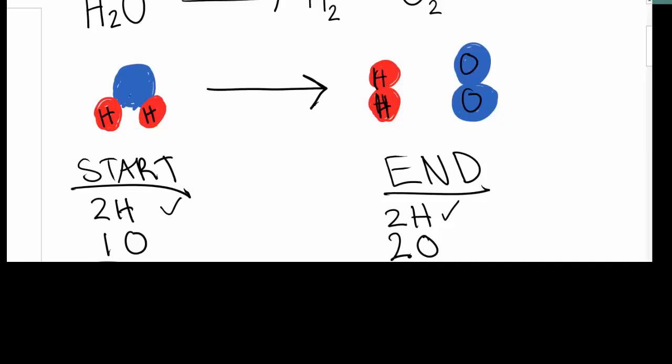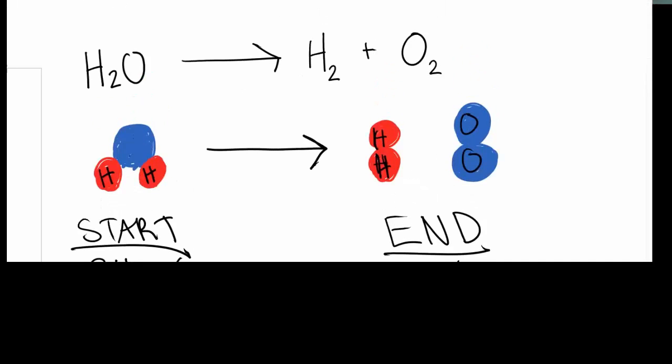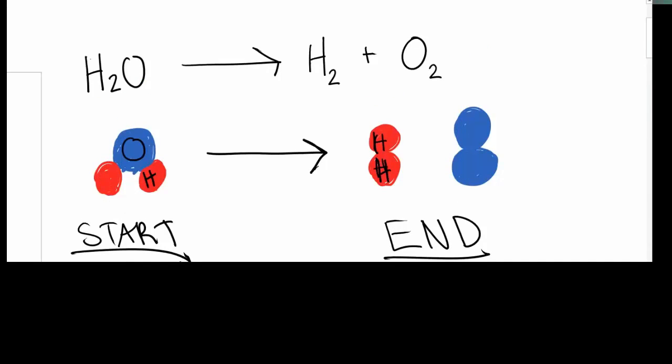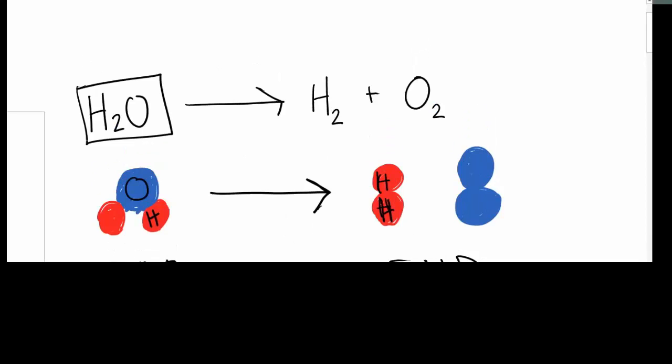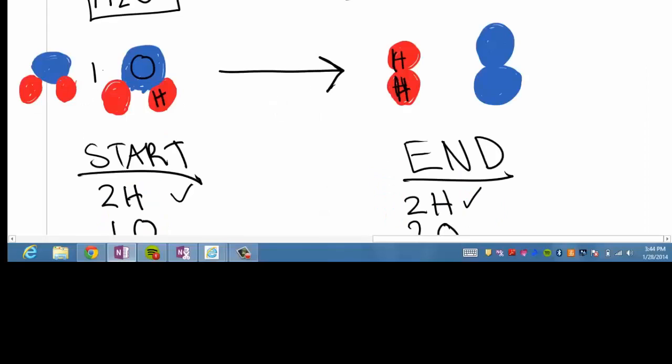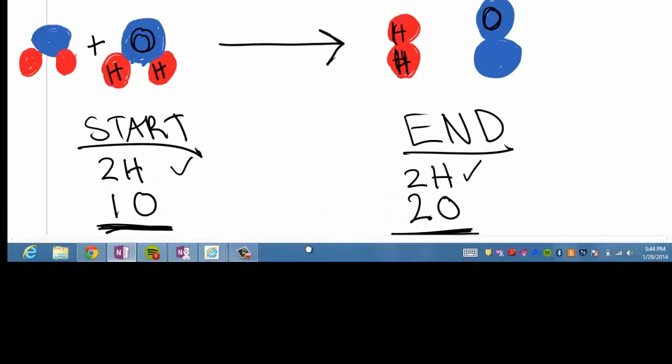How do we add more oxygen atoms? Well, I can't add a single oxygen, otherwise it changes my reaction. But what I can do is add a whole other water molecule. So what happens if I add another water molecule? Okay, if I added another water molecule, now I have two oxygens at the beginning and two oxygens at the end. But what happened to my number of hydrogens? I've now gained two hydrogens. So instead of two hydrogens, I now start my reaction with four hydrogens.